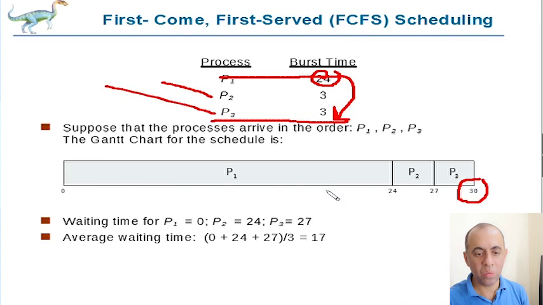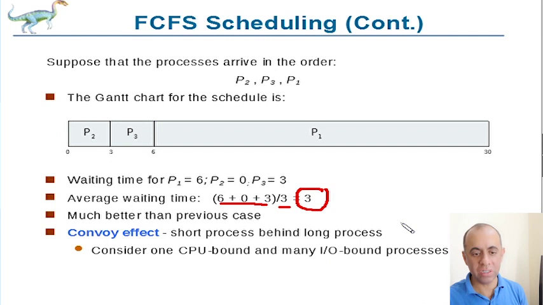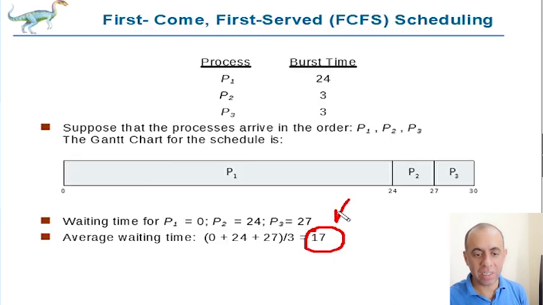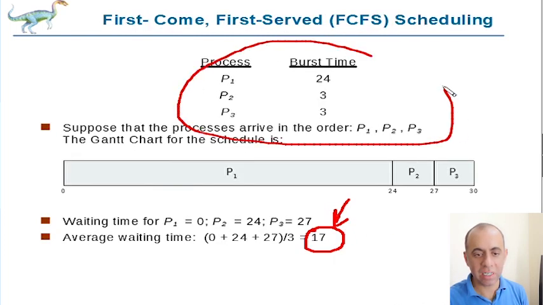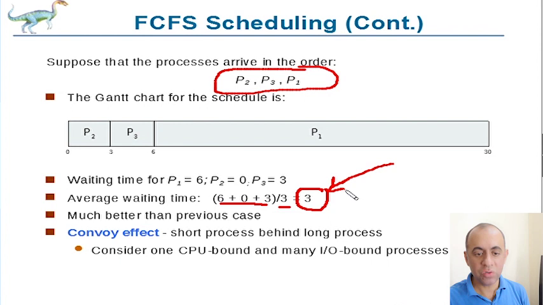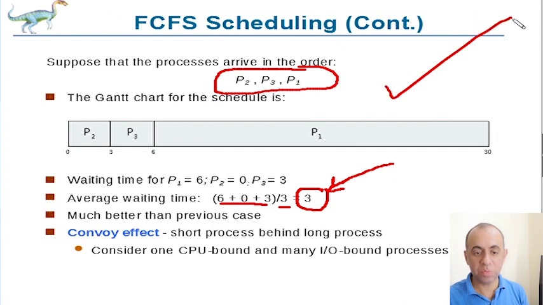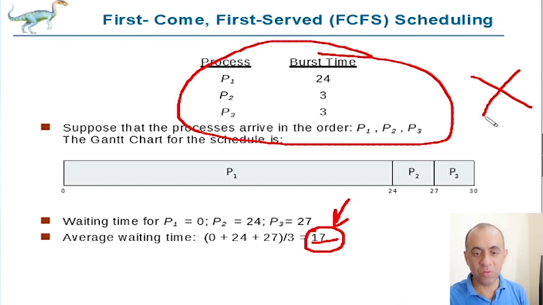So now we would like to compare the average waiting times of both the pictures. The first picture says that average waiting time for the same three processes is 17, but the second picture says that the average waiting time for the same three processes but with different arriving order is now 3. So which one is better? The smaller waiting time. So this picture is much better as compared to this picture. We wouldn't want this picture if we were using the first come first serve CPU scheduling algorithm.